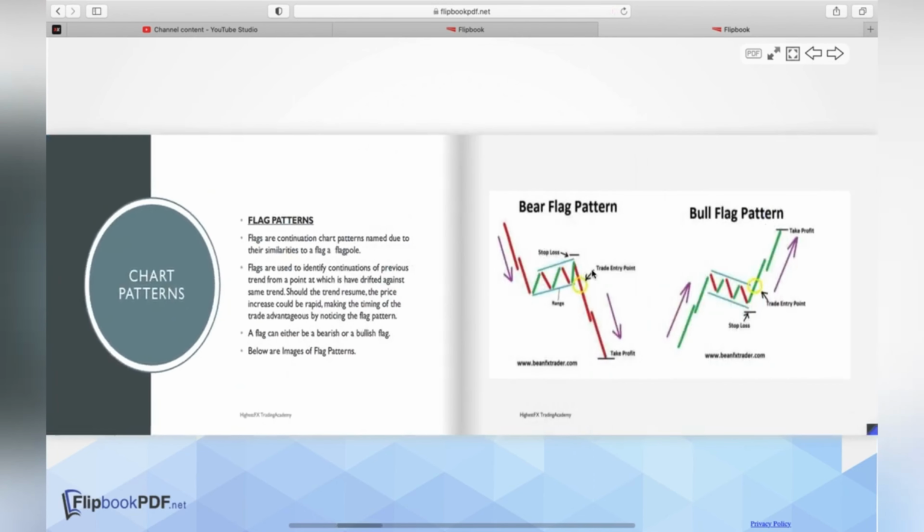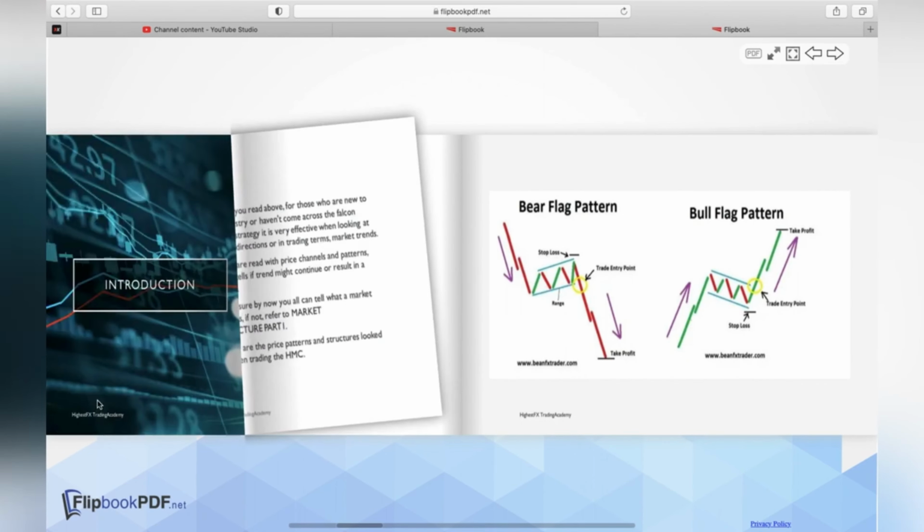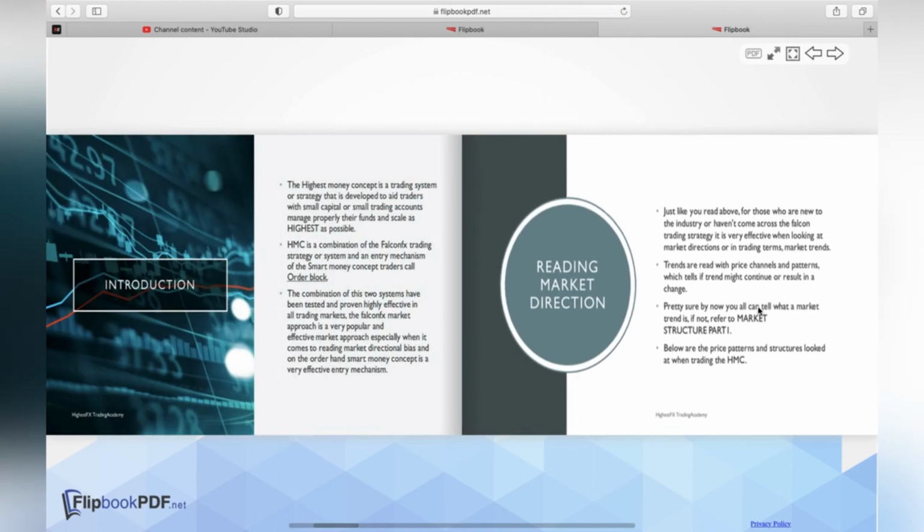Then we're talking about flags. Here we're going to talk about patterns, those patterns that we talked about in the multiple time frame analysis, like the names that are given to them. You see here it says, pretty sure by now you can tell what the market trend is. If not, refer to one of the videos talking about market structure so you can understand what the trend is.